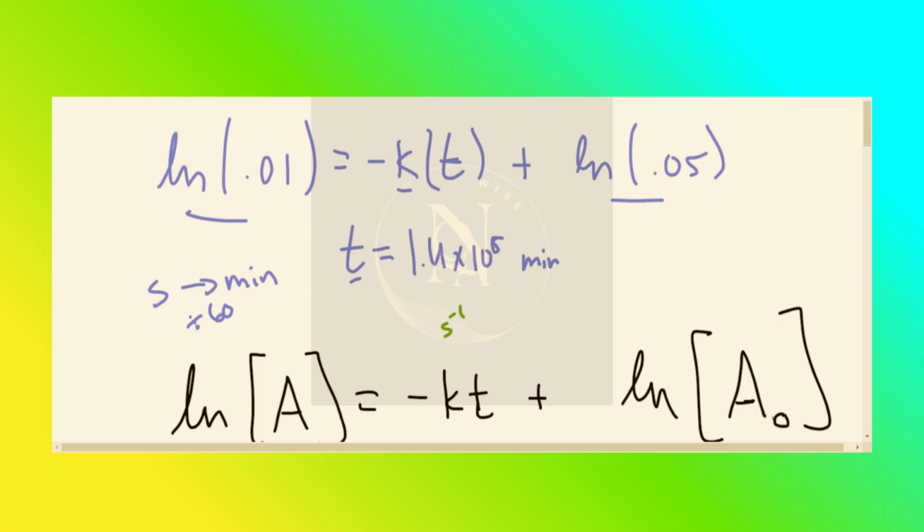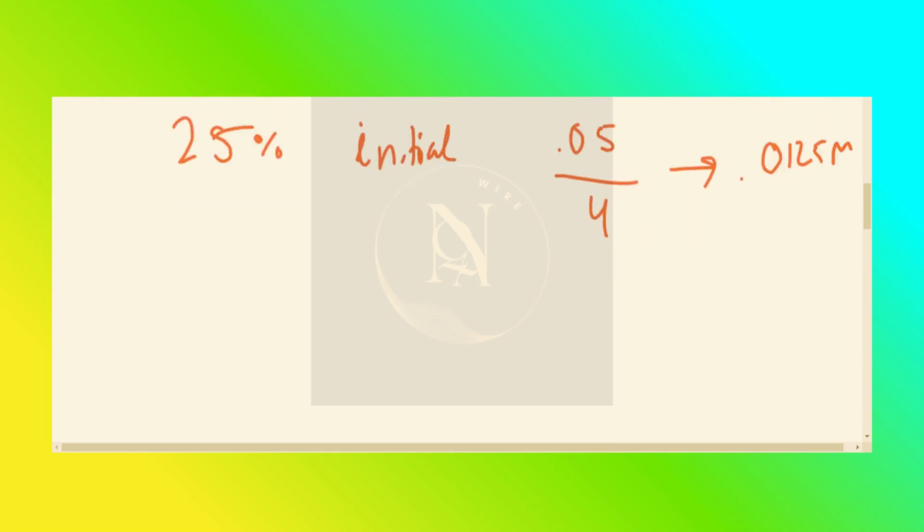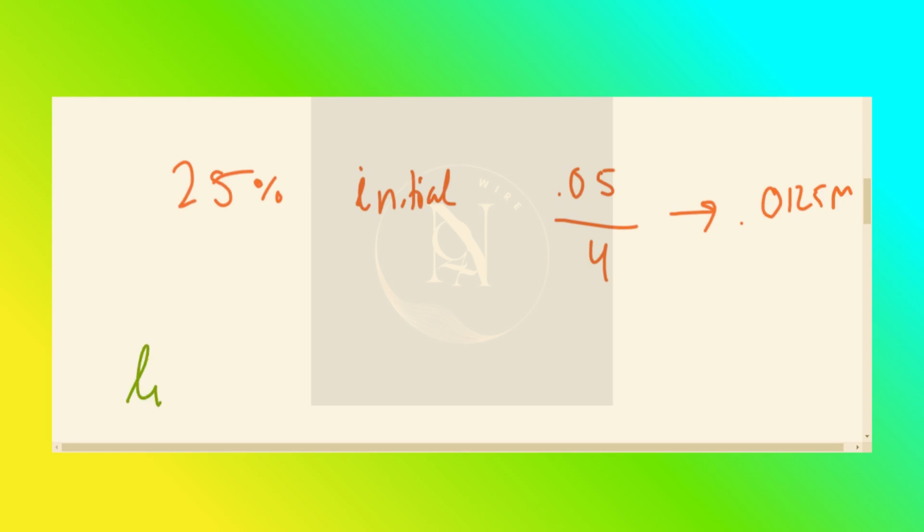Okay, last one is actually really identical to the second part, but we're told that we're looking for 25% of the initial. And so the initial amount was 0.05. And so we want to divide by 4 to get 25%. And when we do that, we'll get that the final concentration we're looking for is 0.0125 molar. And now everything else is plugged in identically. So I'll work through that.